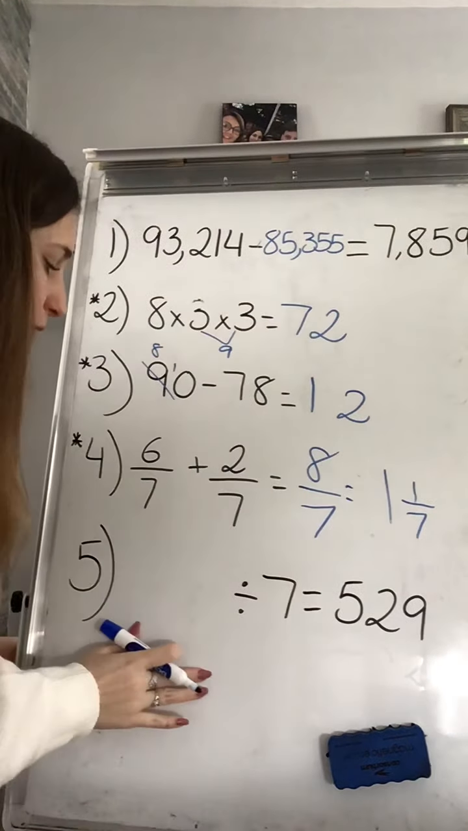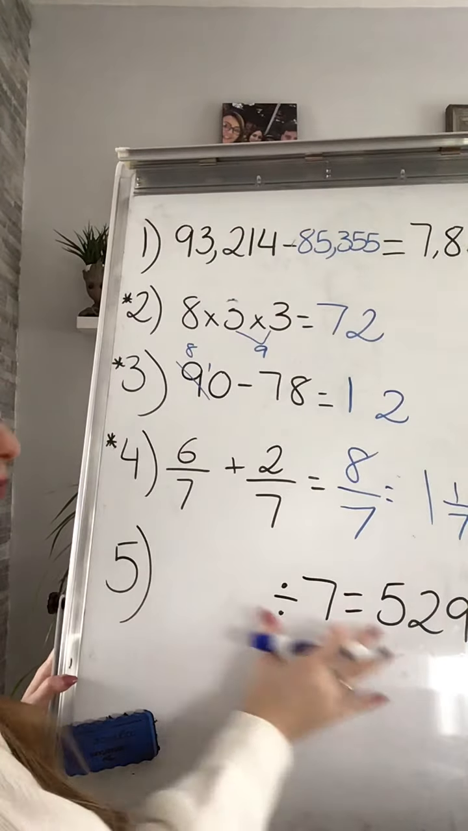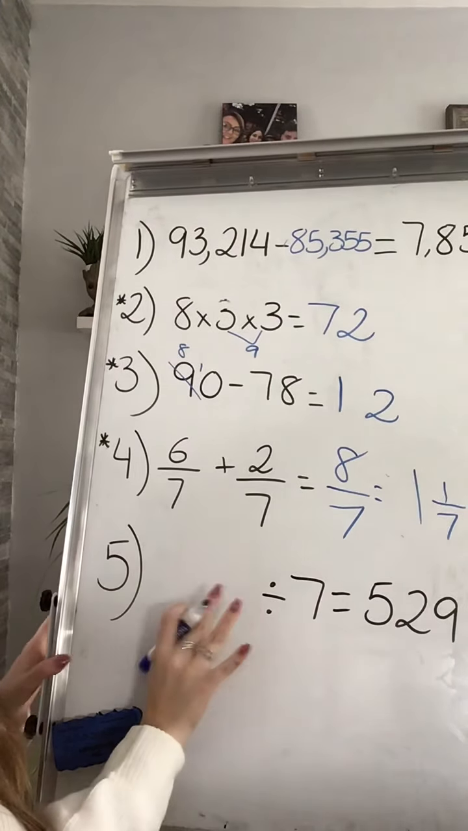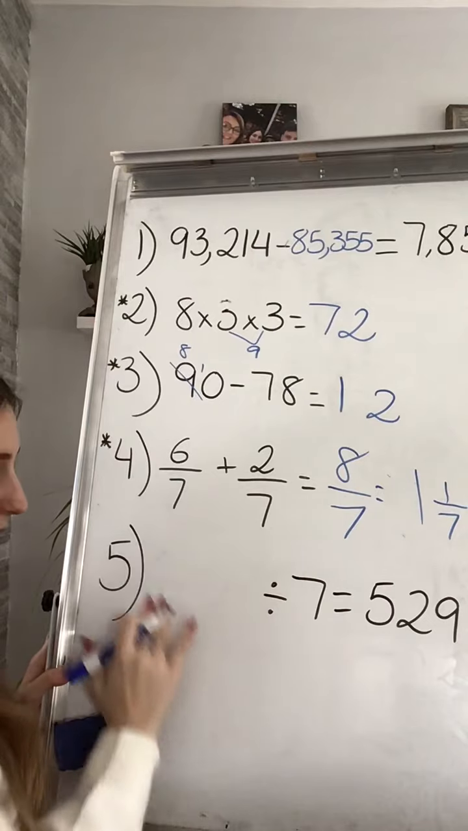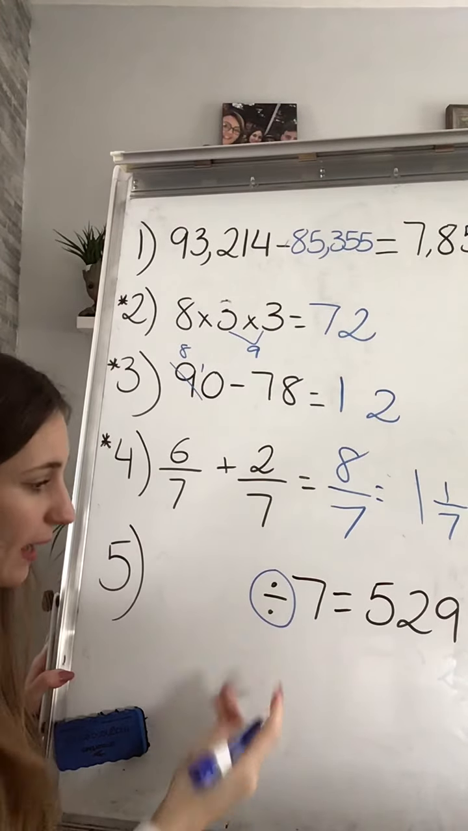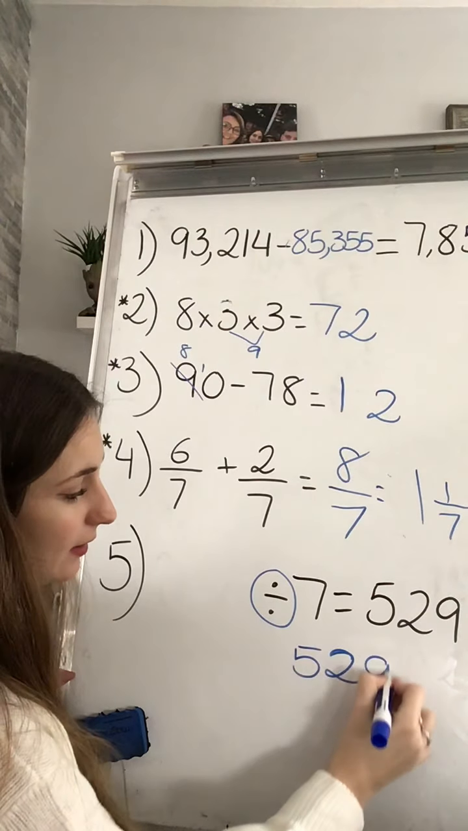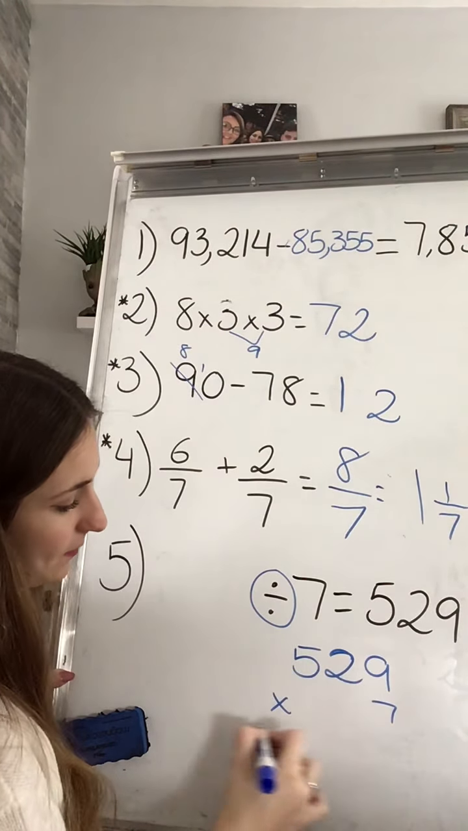Okay, let's go for my next one, exercise 5, the tricky one. And that's where we do the opposite, because my top number is the one that I haven't got. So instead of dividing, I'm going to multiply. I have 529 times 7.